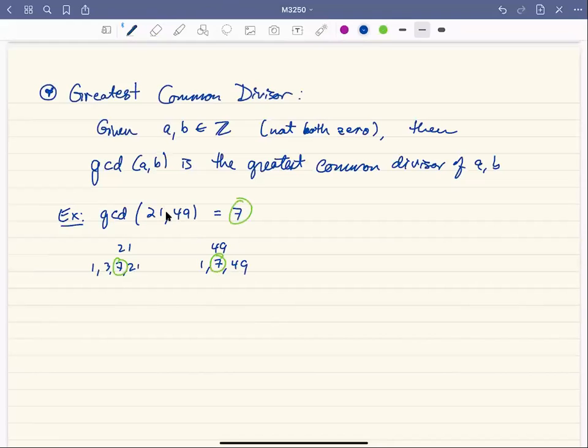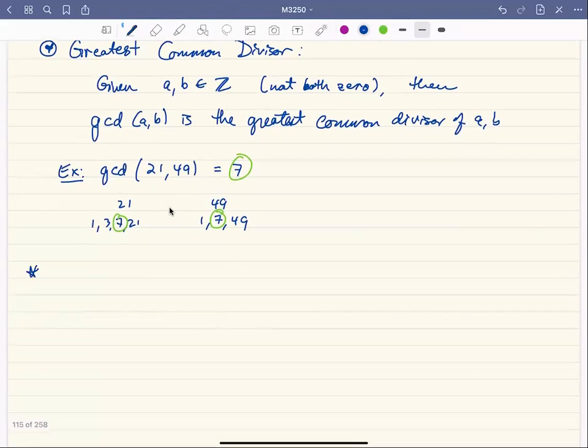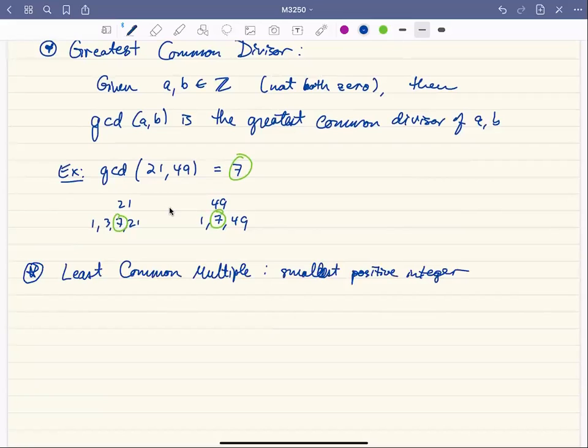You could also talk about the least common multiple. This is not quite as useful, and there are good reasons why. But once you know the greatest common divisor, then you can know the least common multiple. This is the smallest positive integer that is a multiple of two integers, say a and b. We write this as the least common multiple of a and b.